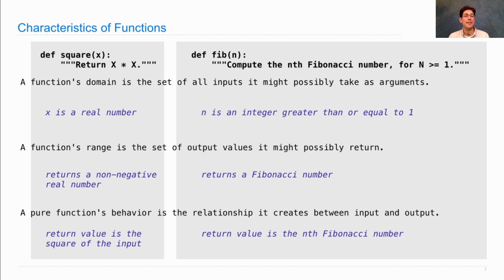Now, Python doesn't necessarily force you to specify the domain and range in code. So these are conceptual aspects of what a function is meant to be used for. And oftentimes these issues appear in the documentation. So you see, compute the nth Fibonacci number for n greater than or equal to 1 here.